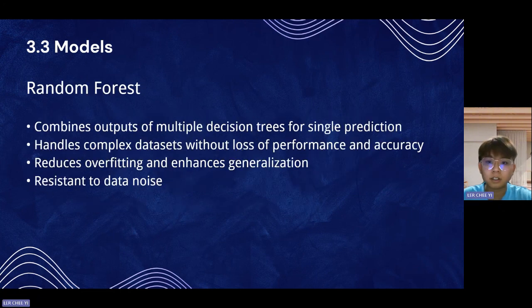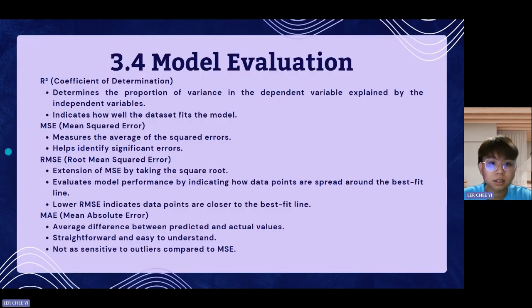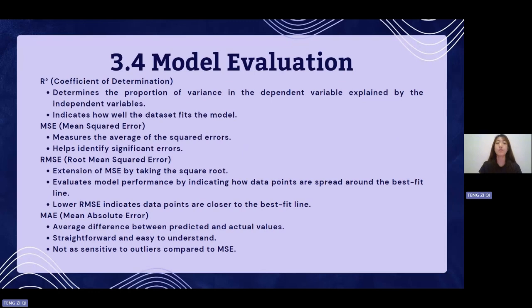Last but not least, random forest combines multiple decision trees for a single prediction, handling complex datasets with high accuracy. It reduces overfitting and improves generalization and is resistant to data noise, making it a robust choice. That's all. The following is model evaluation.